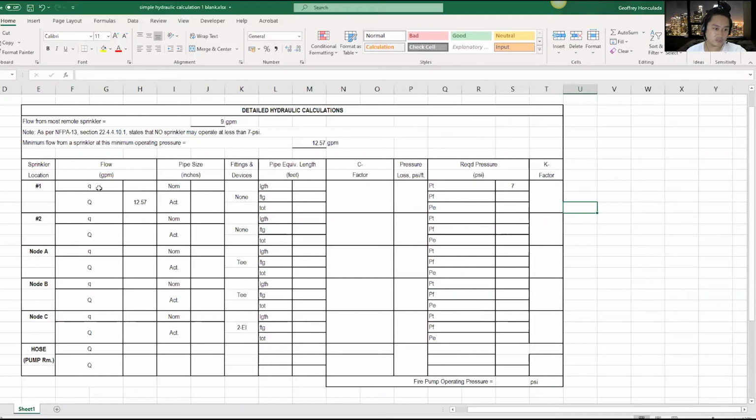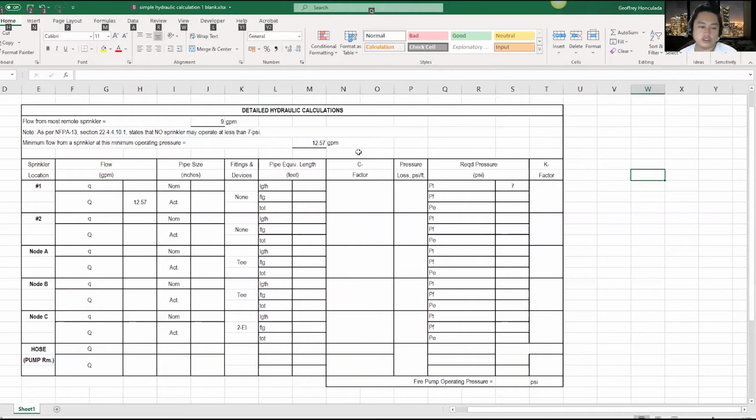Now, if you've noticed, there's the Q, the small Q, and the big Q. We'll define that along the way. The big Q is actually the total flow in the system, while the small Q is the flow from a single sprinkler. That's a single sprinkler. All right.